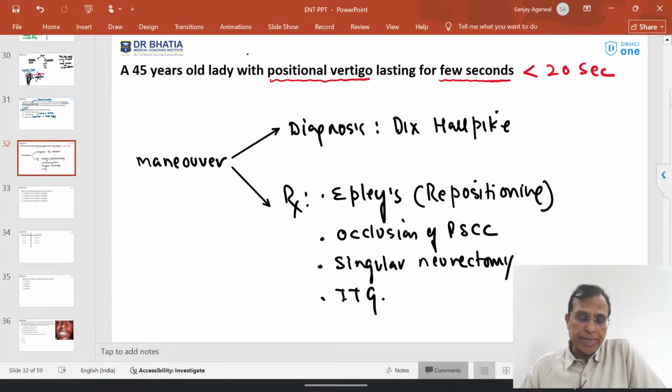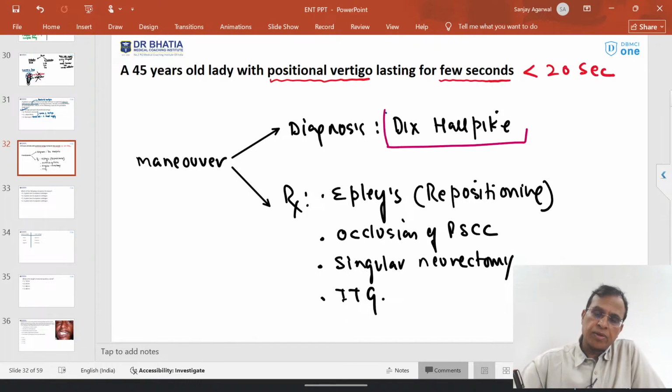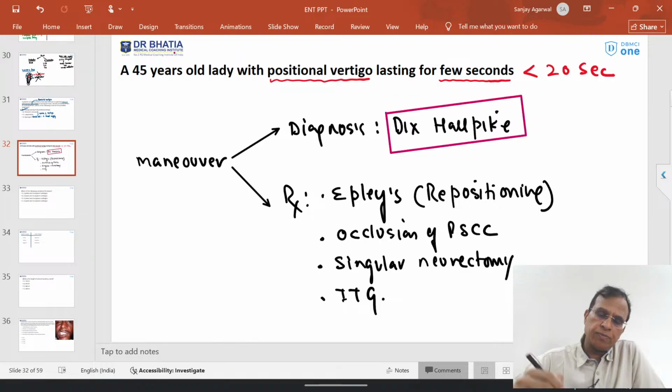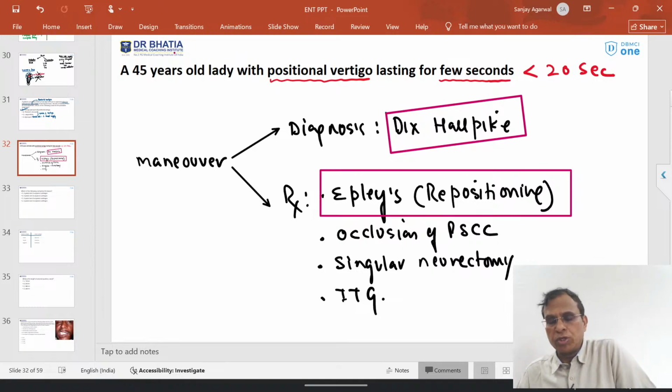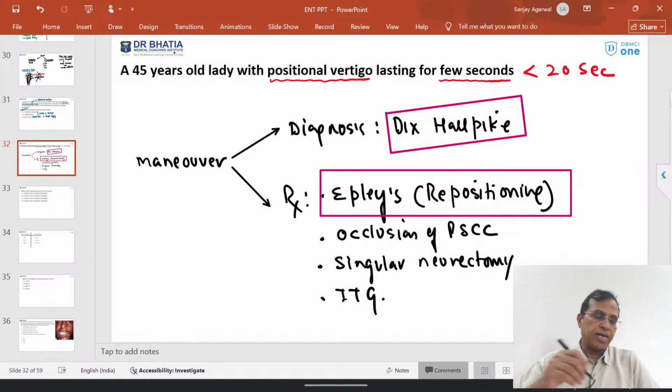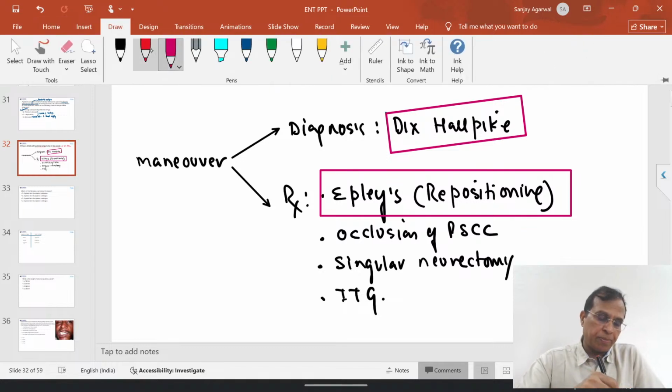लेकिन BPPV में जो सबसे इंपॉर्टेंट दो नाम एग्जाम में पूछते हैं, वन इज दिस डिक्स हॉलपाइक मनूवर, विच इज मनूवर फॉर डायग्नोसिस ऑफ BPPV. ये मनूवर बहुत इंपॉर्टेंट MCQ आता है. एंड एप्लेस मनूवर is another very important maneuver which is for the treatment of BPPV. So these two maneuvers are the most important names in BPPV they ask in the exam. Both, one is for diagnosis, one is for treatment of BPPV.